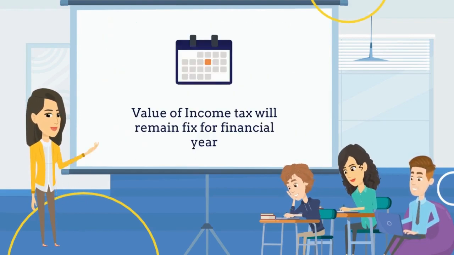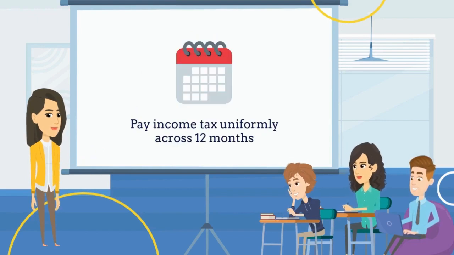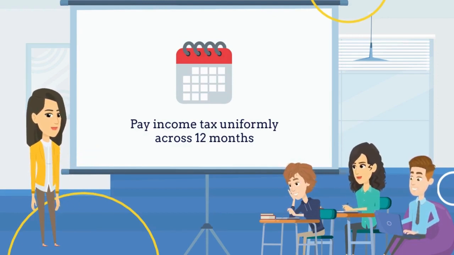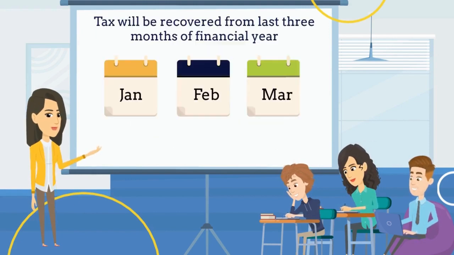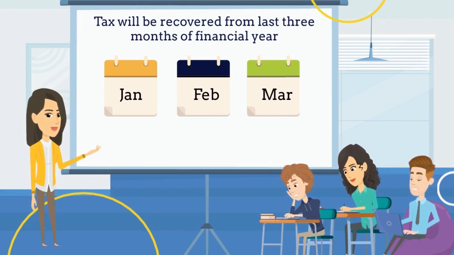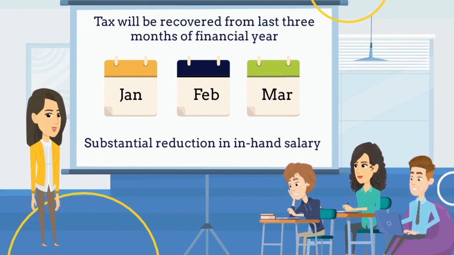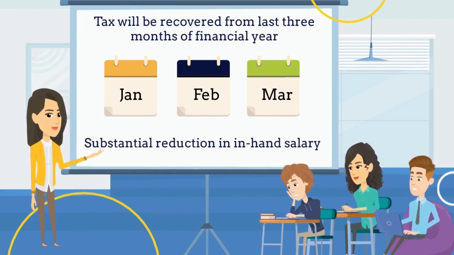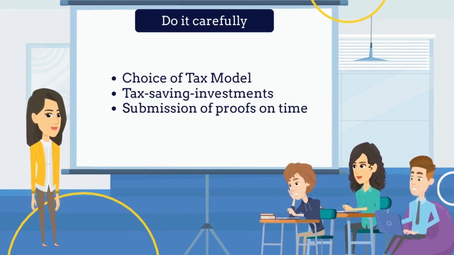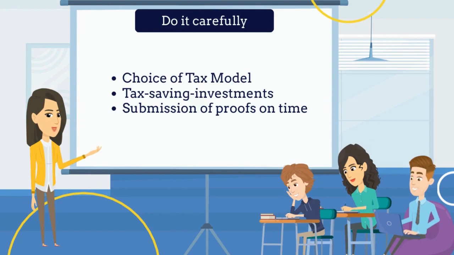Please note that the value of income tax remains fixed for a financial year. By proper planning, you will pay the income tax uniformly across the 12 months. In case you fail to provide proofs for tax-saving investments, then the original payable tax will be recovered in only 3 months: Jan, February, and March. This could lead to a substantial reduction in your take-home salary. So, make proper decisions about both the choice of tax model and the choice of tax-saving investments, and submit proofs of these tax-saving investments on time as defined by the company.